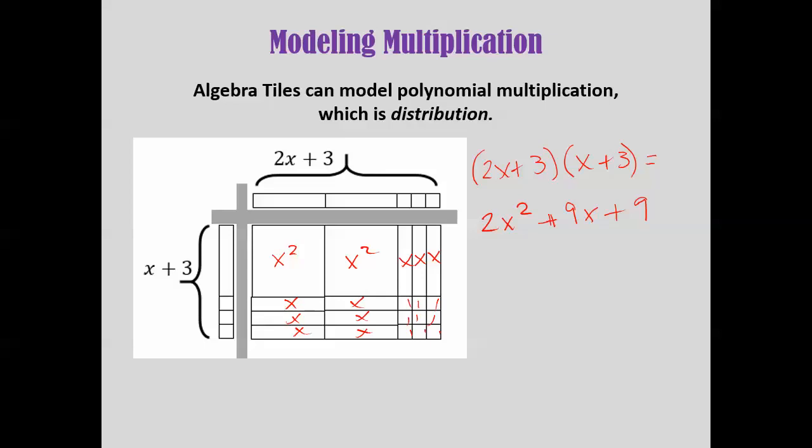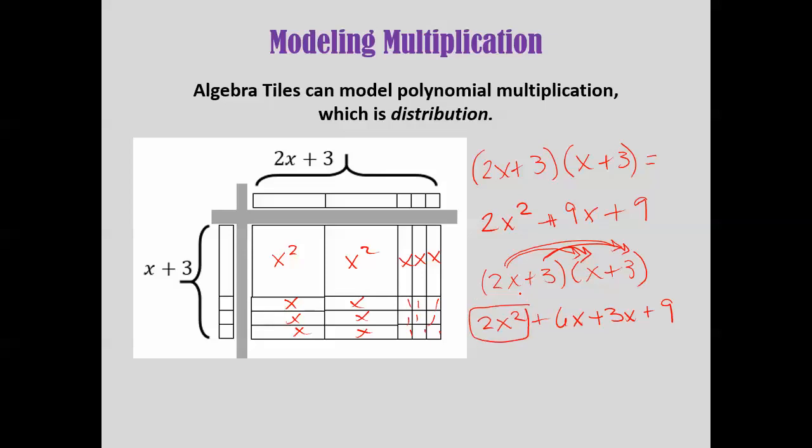And you can see that if you did the distribution, that's in fact what we would get. If we did 2x plus 3 times x plus 3, let's take a look what would happen. We'd say 2x times x is 2x squared. When I multiply 2x times 3, I would get plus 6x. When I multiply 3 times x, I would get 3x, and when I multiplied 3 times 3, I'd get 9. So you can see the 2x squared is represented here.